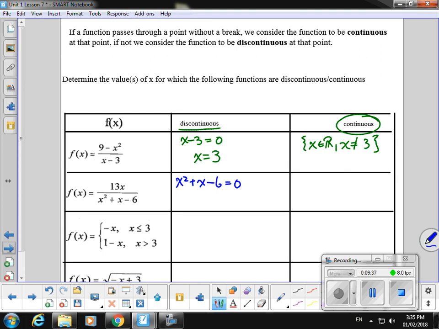Can you and your table partner finish filling out this chart? A graph could be helpful, especially for the third one, and we have some homework questions assigned.